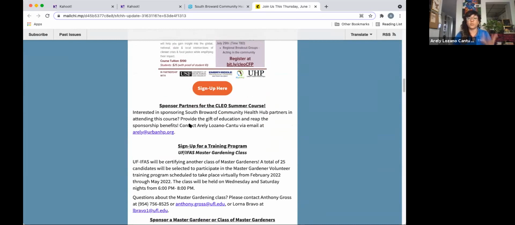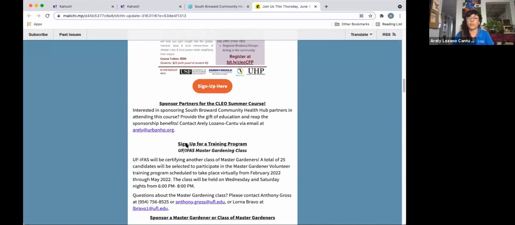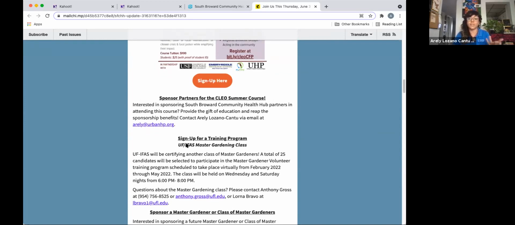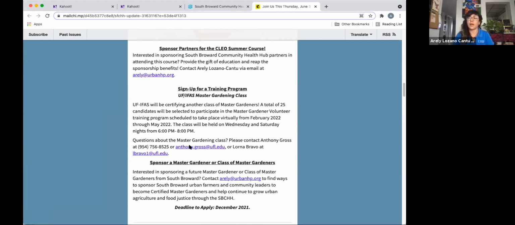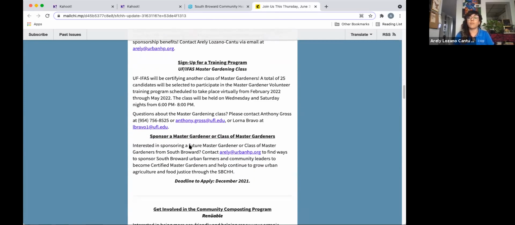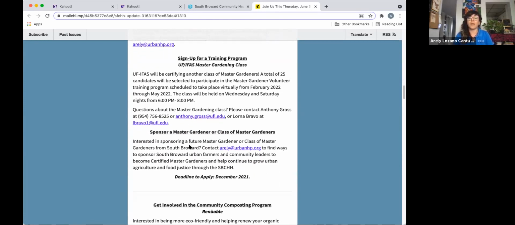Also, if you want to sponsor some partners in our collective to attend this course during the summer, let's have a conversation. We can work with Clio to figure out a way to have an organization, anyone present here, sponsor some of your staff or some of the people you work with, because it's a 5-week course. The University of Florida's Florida Extension Program has a master gardening class starting at the beginning of the year. The registration is open now. And similarly, if you think of a way that we can sponsor partners through the network, send me an email.